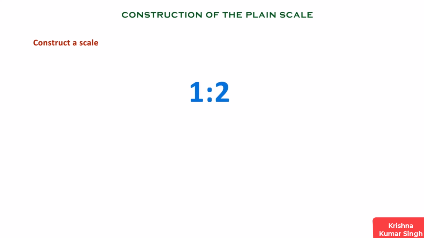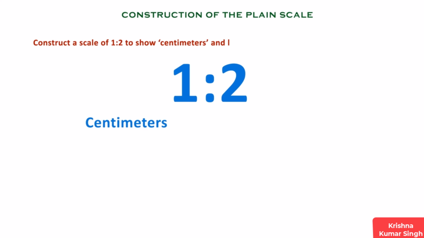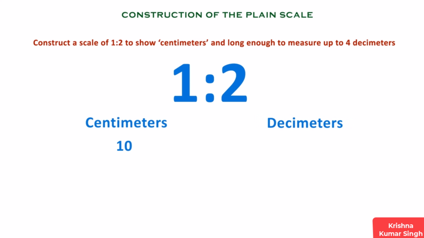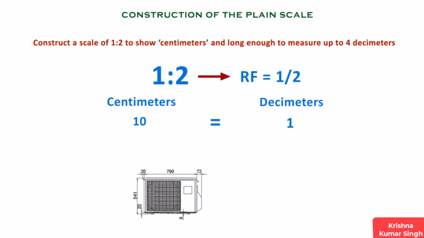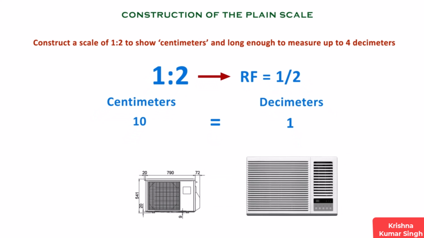We will see the construction of the plane scale with a working example. Construct a scale of 1:2 to show centimeters and long enough to measure up to 4 decimeters. Before constructing, let's see the relation between centimeters and decimeters. That is, 10 centimeters equals 1 decimeter. Scale 1:2 means representative factor RF equals 1/2. This means the drawing looks half-size of the original object.